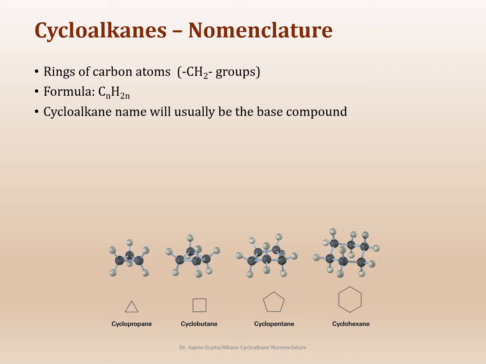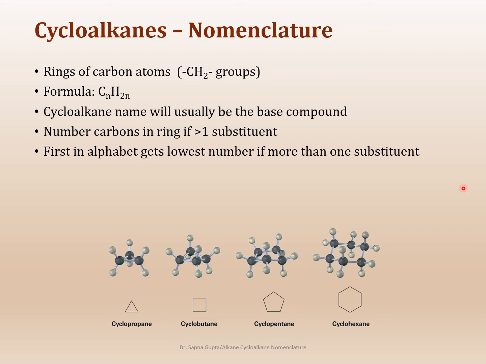Cycloalkane usually is going to be your base compound when you start the nomenclature. There will be some exceptions, and we'll talk about that when we get there. If you have just the one substituent, you don't need to number anything, but if there's going to be more than one substituent, then you are going to have to number the carbons. We'll talk about that also in the following slide. So then how do you number things?